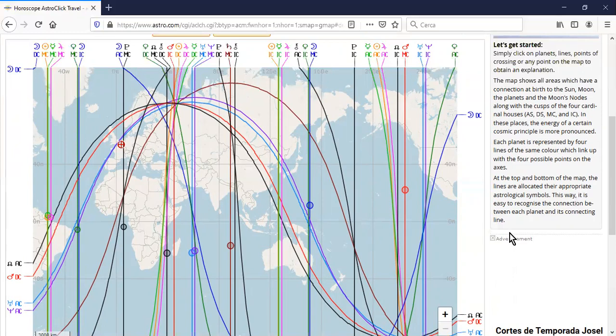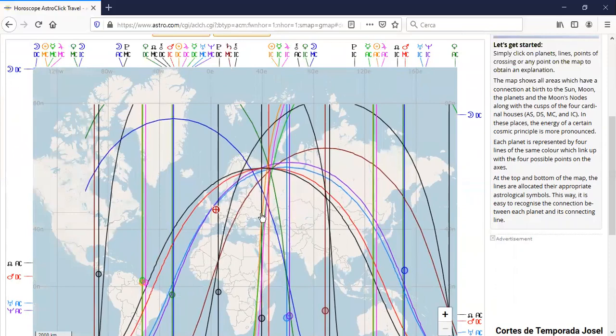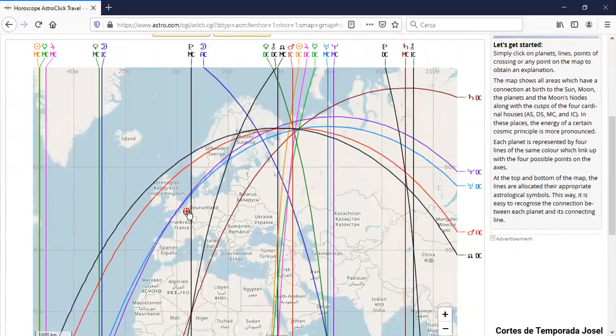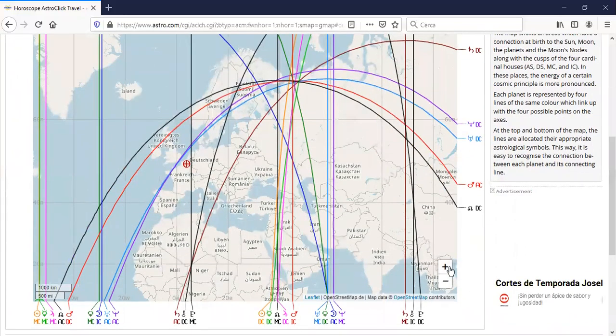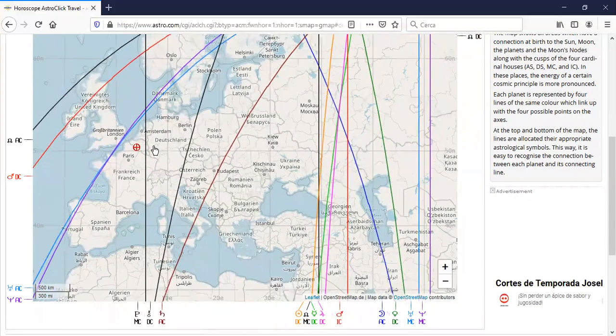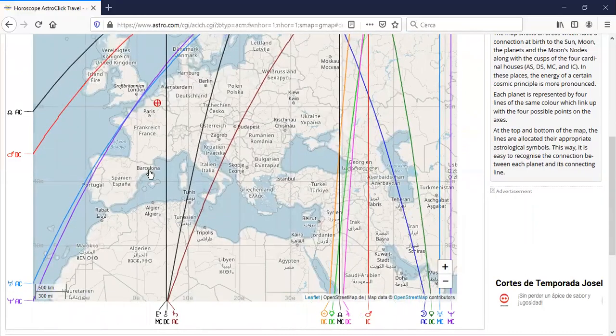So I was born with my Pluto on my MC. This is a natal influence that stays with me forever because I was born with it. But I lived in several different places, and I will show you how this showed up for me. So to understand what influences are showing up for you in a place different from your birthplace, you select the place on this map. This is the place where I live now, Barcelona, Spain.